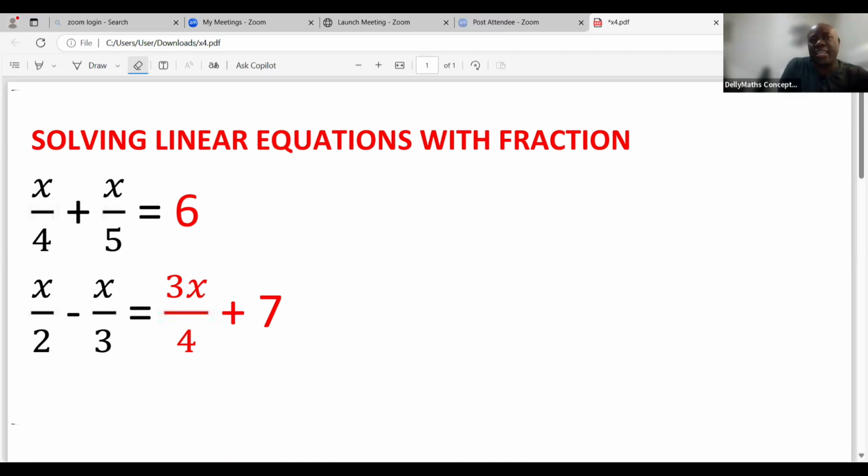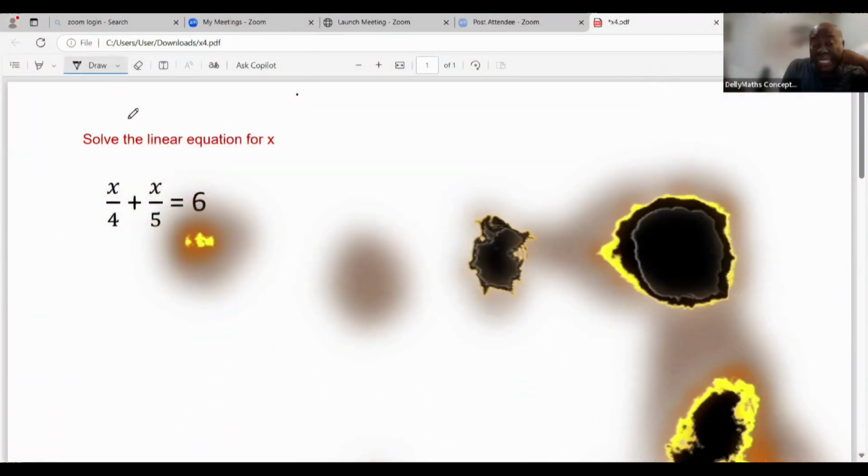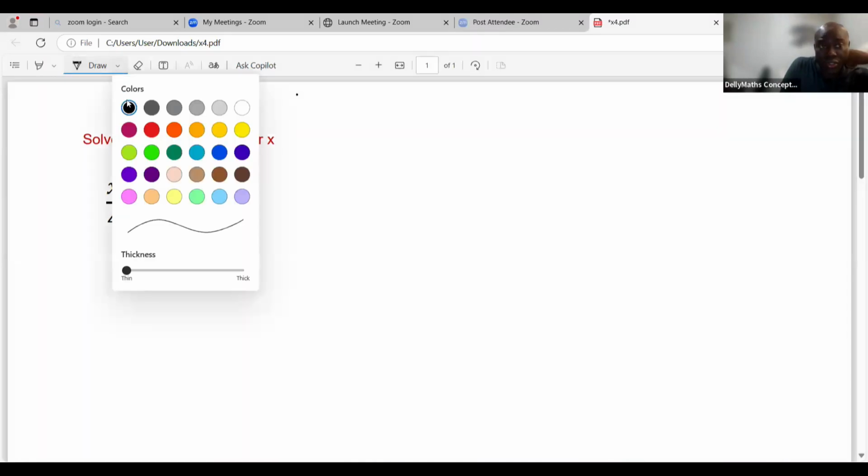What we're looking at today is solving linear equations with fractions in it. So let us take a look at these problems that we have. Our first problem is x over 4 plus x over 5 is equal to 6.